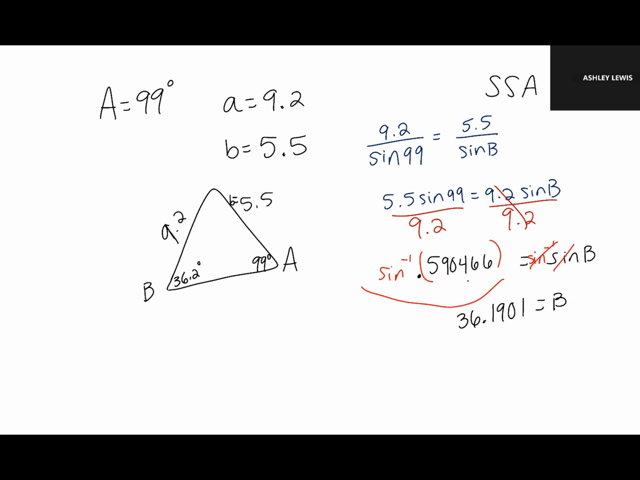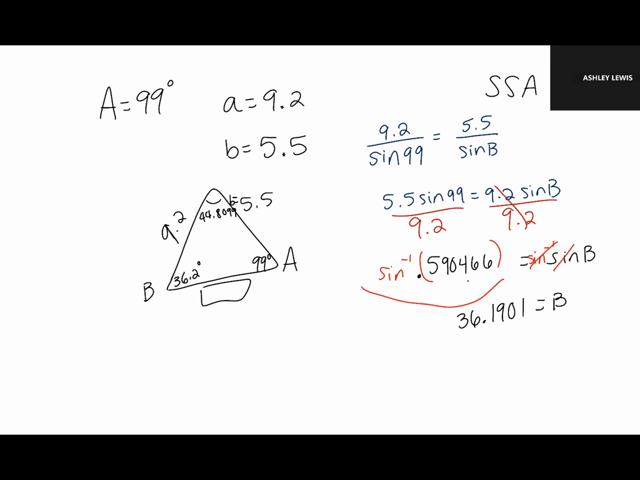So guys, this makes sense because I haven't equaled 180 yet, right? All three angles of a triangle have to add up to 180. So 99 plus 36 point, and I'll use the exact one, 1901, and subtract it from 180. That means this missing angle is 44.8099. Okay, so that's one triangle. That works. You can use law of sines to find the other side.